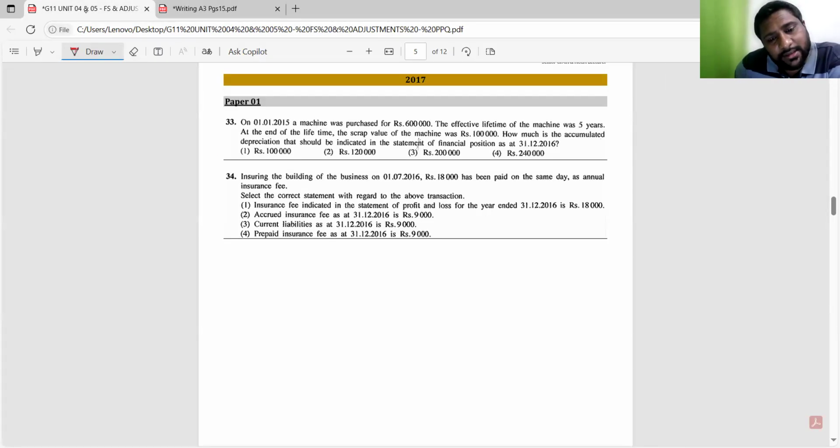On 1st January 2015, a machine was purchased for 600,000. Lifetime 5 years. At the end of the lifetime, scrap value is 100,000. Lifetime 5 years, this is important. They are asking the accumulated depreciation as at 31st December 2016.